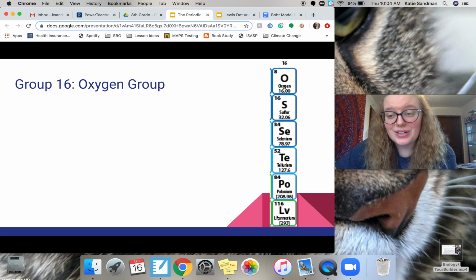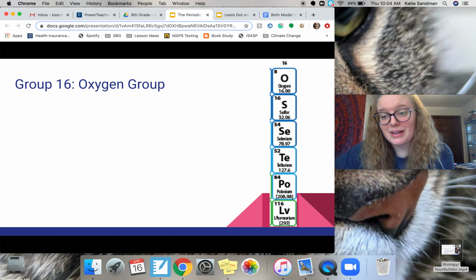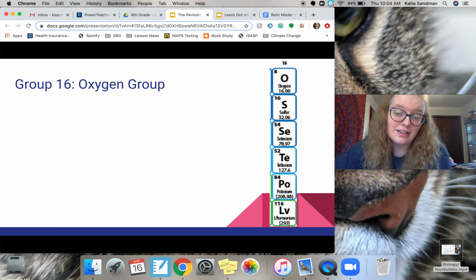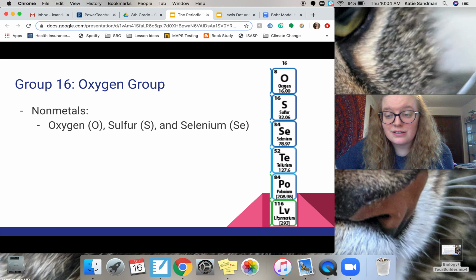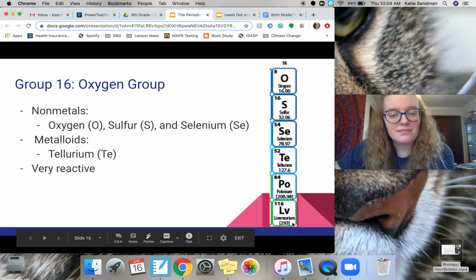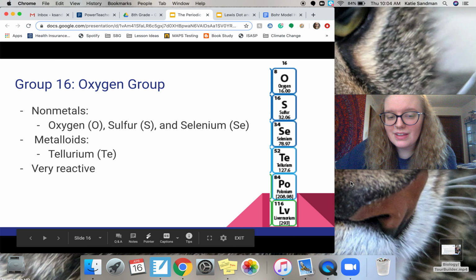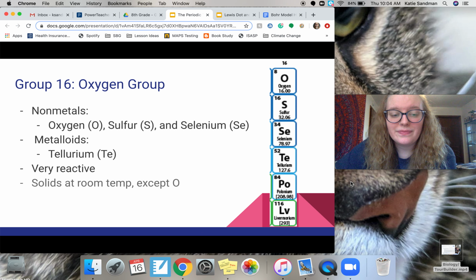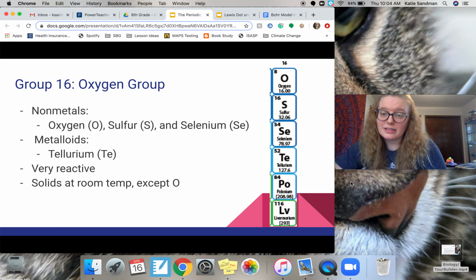Group 16, the oxygen group. This is our last group that's named after the first element that appears in that group. So our nonmetals are oxygen, sulfur, and selenium. Our metalloids are tellurium, and it should be polonium as well. These are very reactive, and they're solids at room temperature except for oxygen.